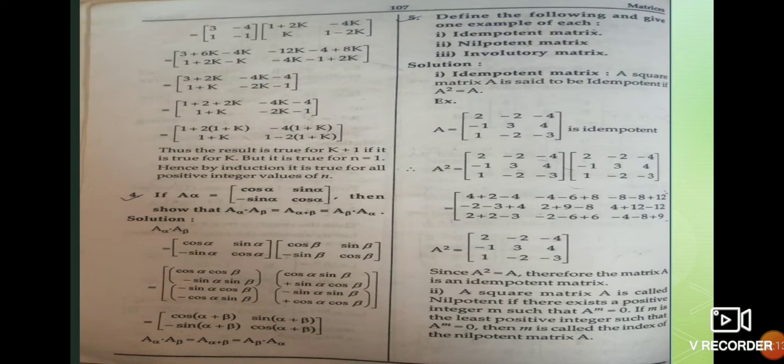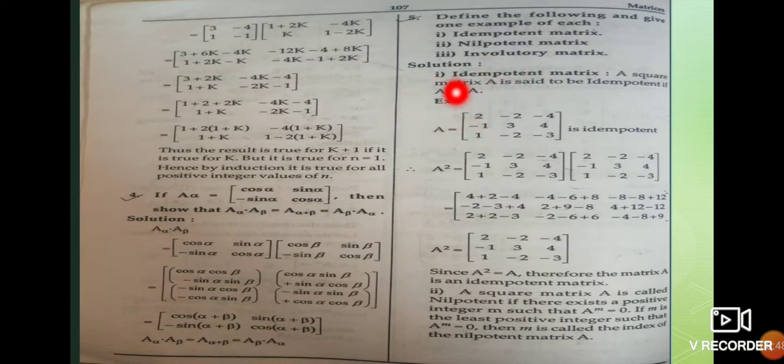In the previous lecture we discussed some examples of matrices and some proofs. Today we will start the definition of the following and give one example of each definition. First, idempotent matrix. Second, nilpotent matrix. And third, involutory matrix.